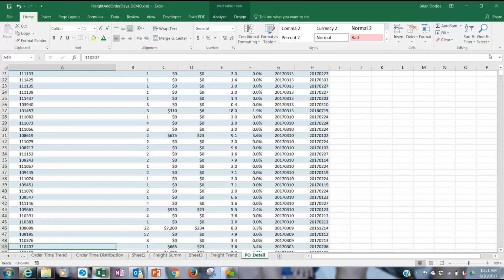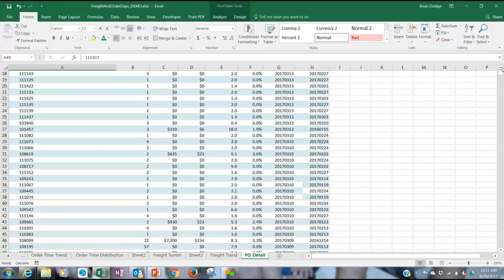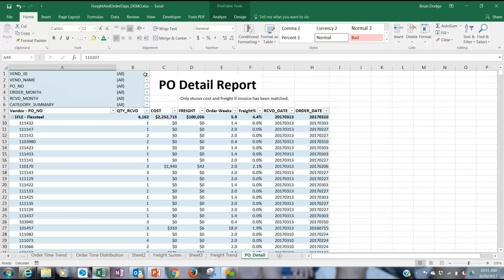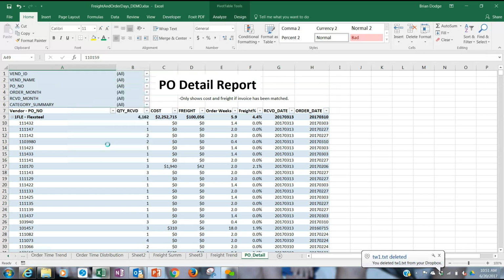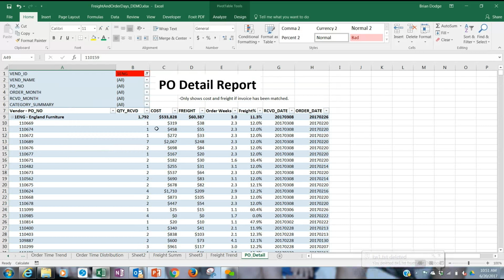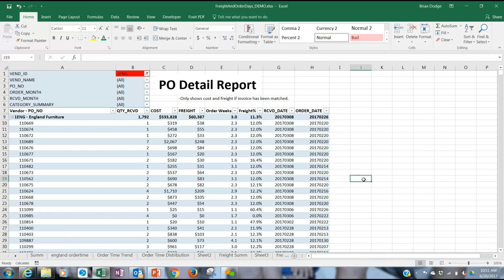Again, if you want to just look at, go back to the top, and for example, we'll look at England. I can select England. It's going to give me just the England POs, the cost with each of those POs, the freight, etc. Okay. So that's kind of the summary here.